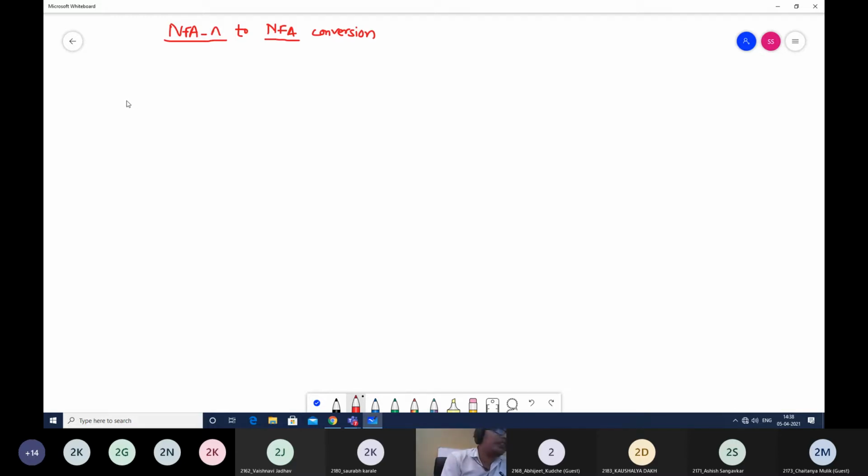So I'm constructing an NFA null over here. Suppose we have a state A, then B, C, D. Suppose D is our accepting state. Construct the transitions.